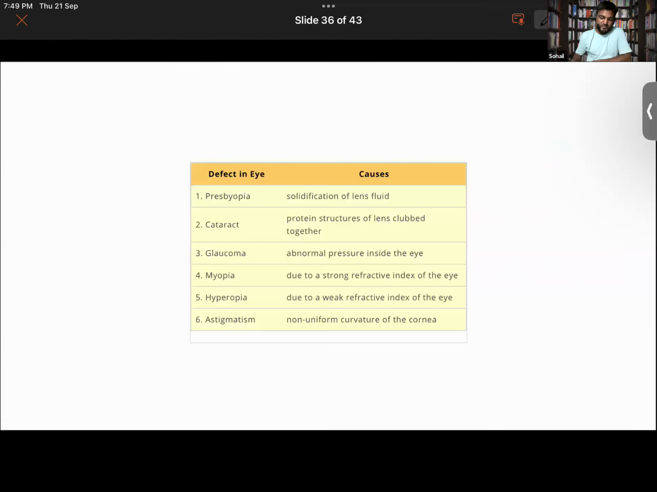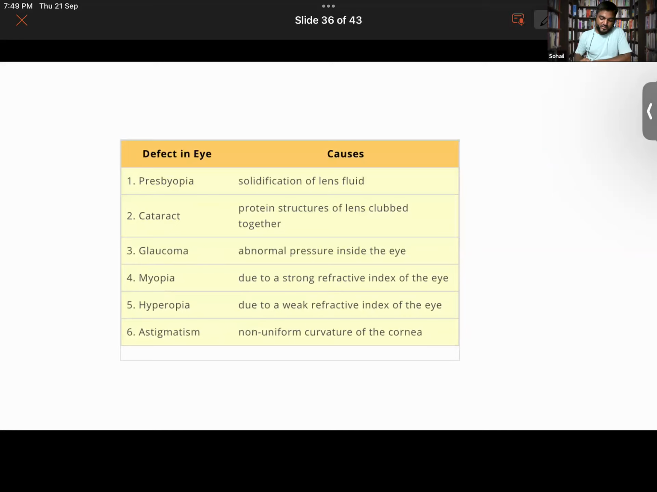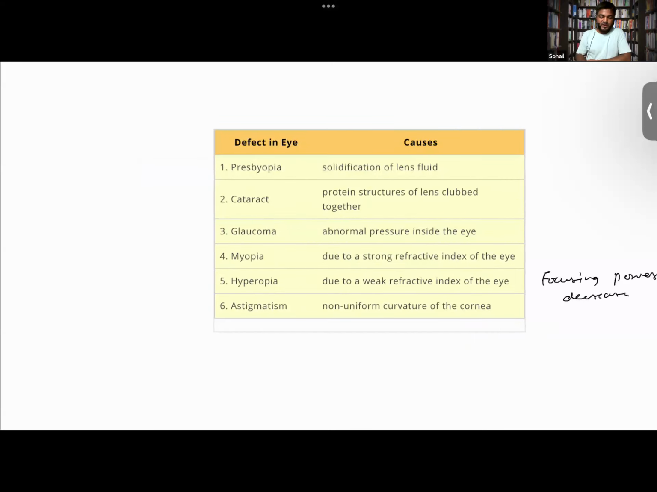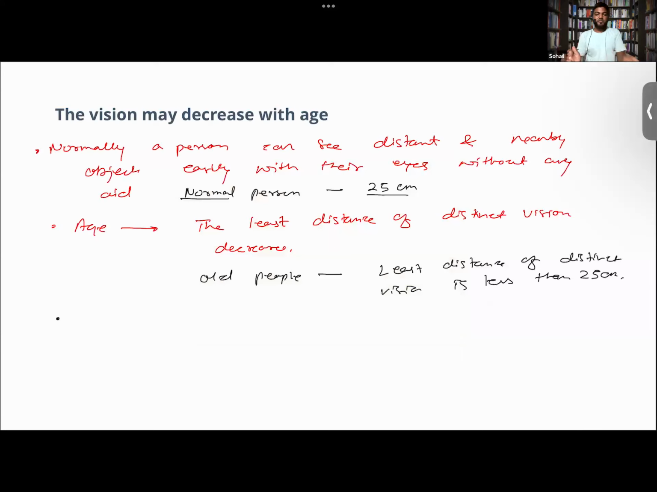Okay, so here people develop a condition called hyperopia or hypermetropia. In this, the refractive index of the eye actually decreases. By refractive index, basically what do I mean? I mean to say that the focusing power here decreases. Now the question might arise, what is this refractive index? I will come to that in a moment, but let's move in a sequence. Okay. Yes.